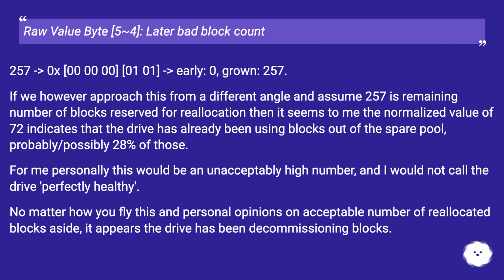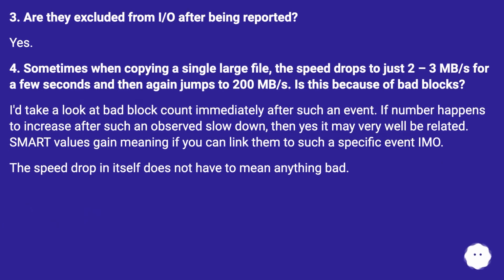If we however approach this from a different angle and assume 257 is the remaining number of blocks reserved for reallocation, then it seems to me the normalized value of 72 indicates that the drive has already been using blocks out of the spare pool, possibly 28% of those. For me personally, this would be an unacceptably high number, and I would not call the drive perfectly healthy. No matter how you slice this, and personal opinions on acceptable number of reallocated blocks aside, it appears the drive has been decommissioning blocks.